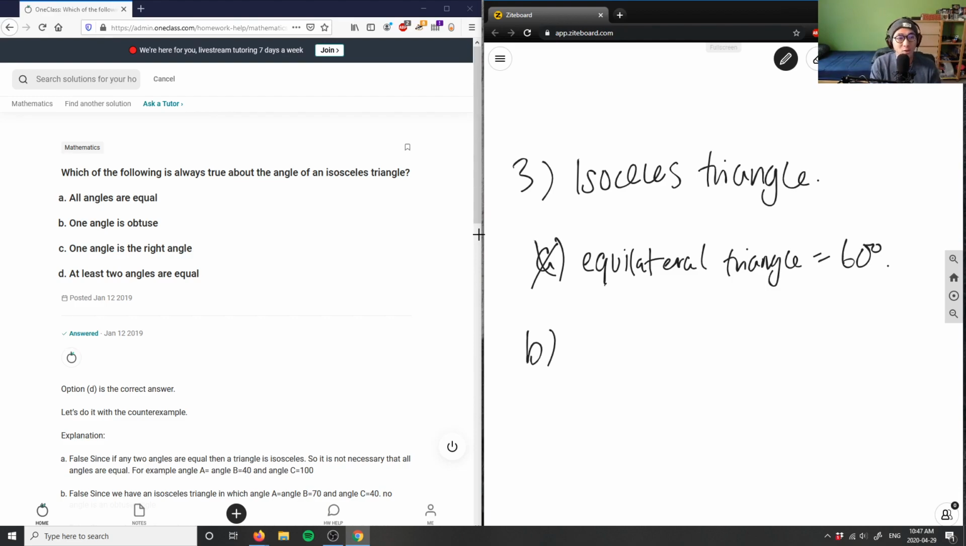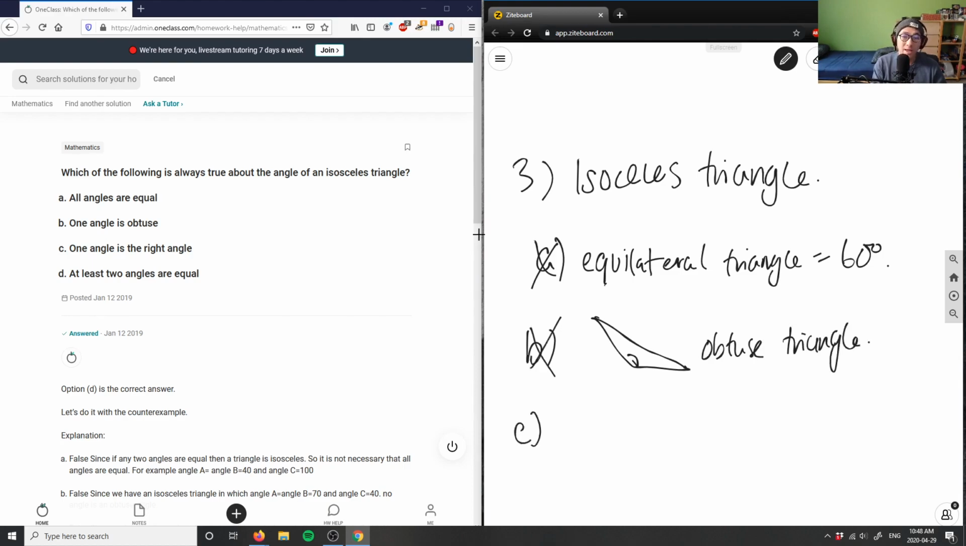B here is one angle is obtuse. If you have an obtuse angle here, that means you have an obtuse triangle, right? So if you draw something like this, it has an obtuse angle here. This is an obtuse triangle, which is not an isosceles triangle. So B here is also incorrect.